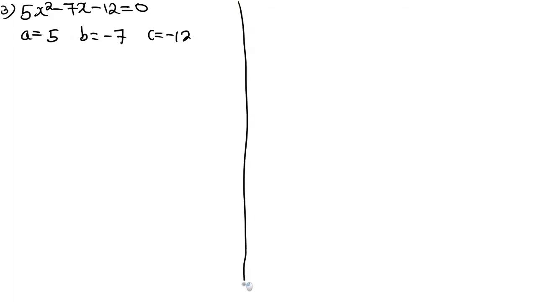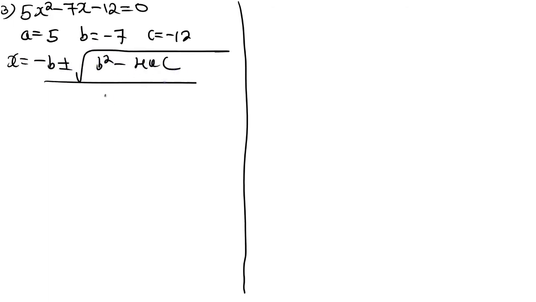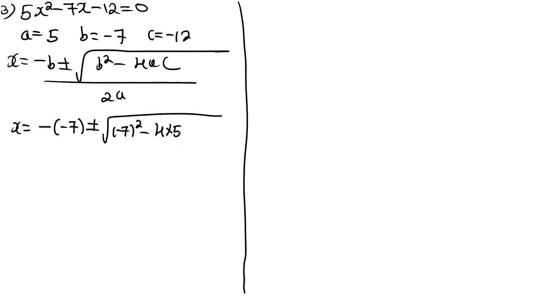See the next question, 5x square minus 7x minus 12 equal to 0. A value is equal to 5, b value is equal to minus 7, c value is equal to minus 12. Now write the formula, x is equal to minus b plus or minus square root of b square minus 4ac divided by 2a. So x is equal to minus b, that is minus of b value is minus 7, plus or minus square root of b square, minus 7 square, minus 4 into a value is equal to 5 into c value is equal to minus 12, divided by 2 into a value is equal to 5.